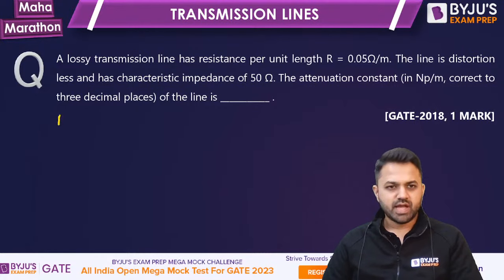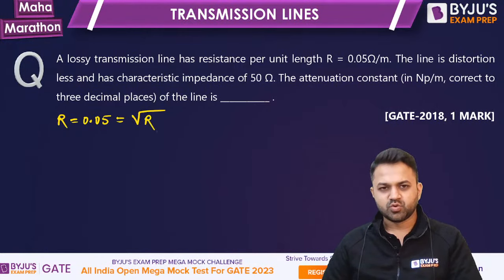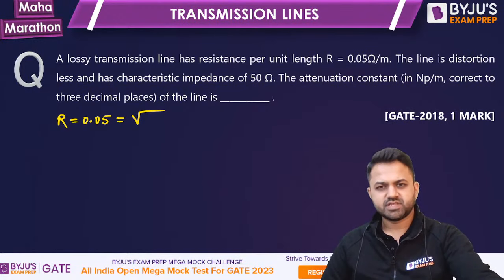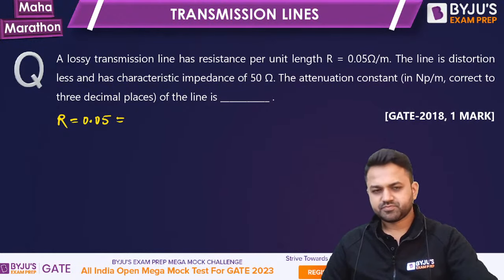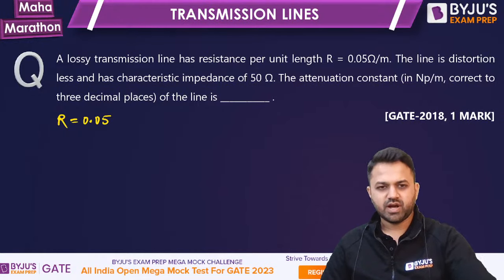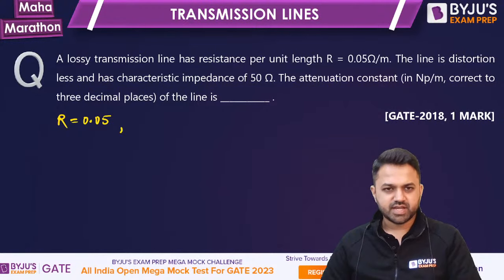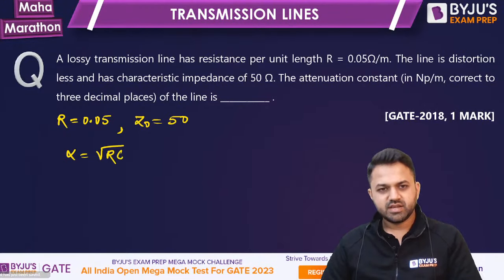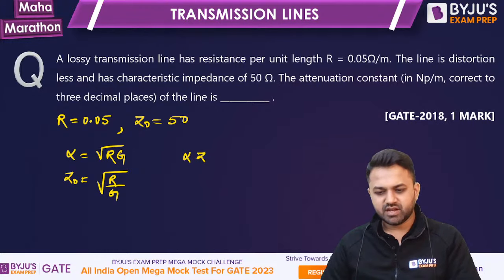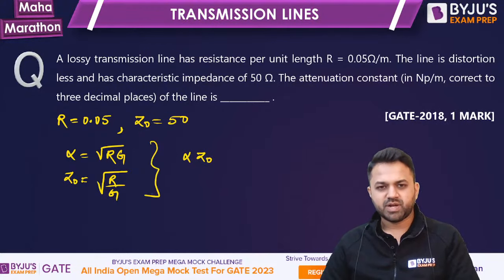So as you can see, again we have R which is 0.05 and this is distortionless. And we have the characteristic impedance also 50. So we know that alpha is equal to root over RG, and Z naught is equal to root over R by G. So again, we multiply alpha into Z naught.